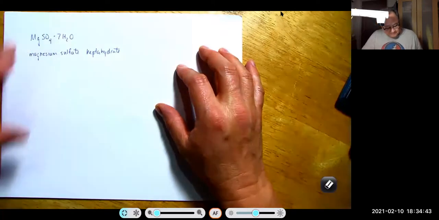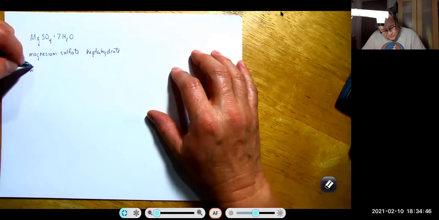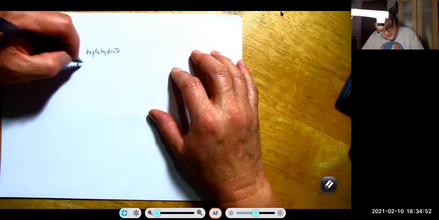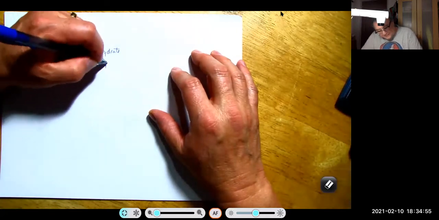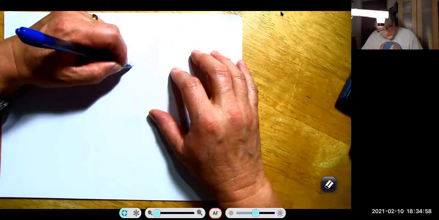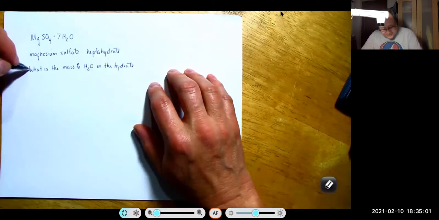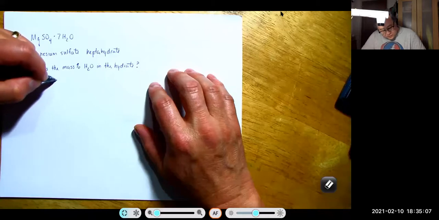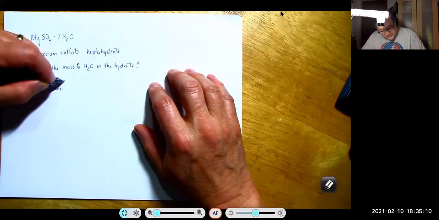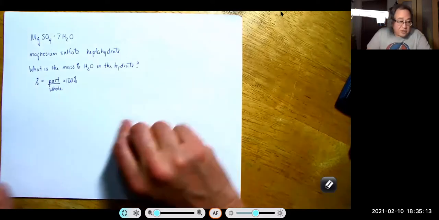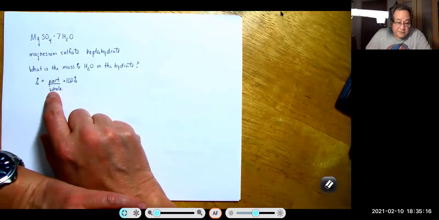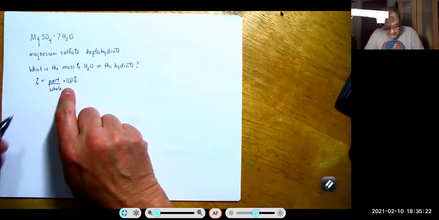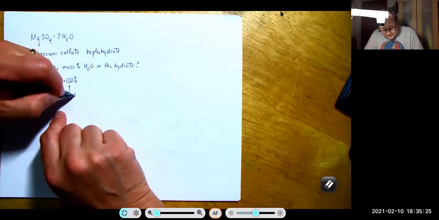Okay, so you have this hydrate, and the question is, what is the mass percent H2O in the hydrate? So here's how we do a problem like this. You have to understand that percentage is equal to part over whole times 100%. The part is always smaller than the whole, so part over whole is going to be a fraction, and you multiply that times 100 to get percentage. And this is a definition, so this has infinite sig figs.